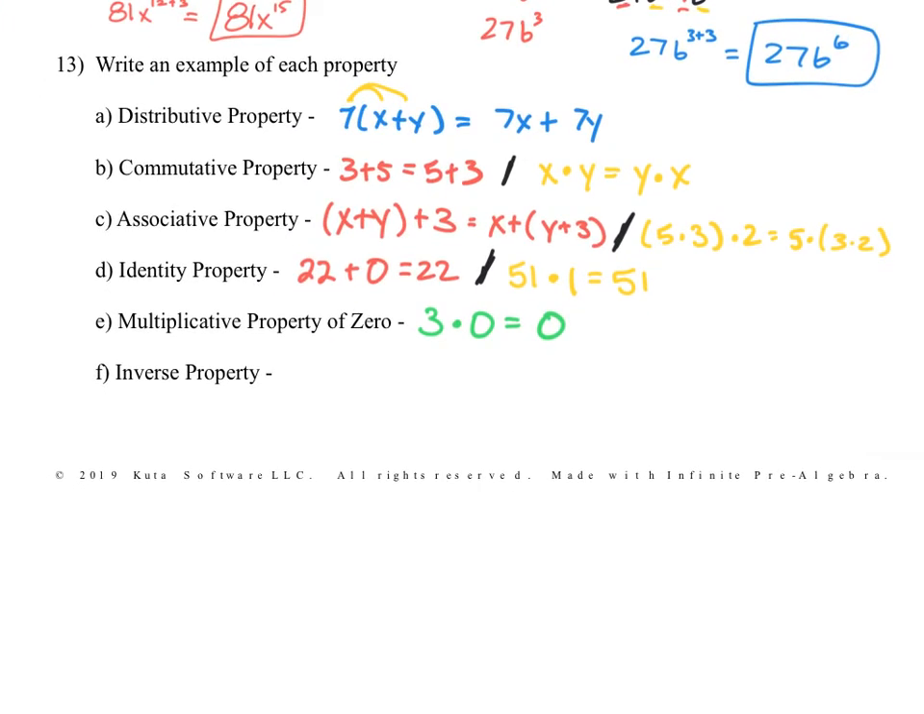All right, and then the last one is the inverse property. Again, this is one that has addition and multiplication with it. So the inverse property is essentially anything that undoes it. So we talk about inverses. It's the opposite. It basically, if you want to think about it, undoes. So it takes you back to that identity property.